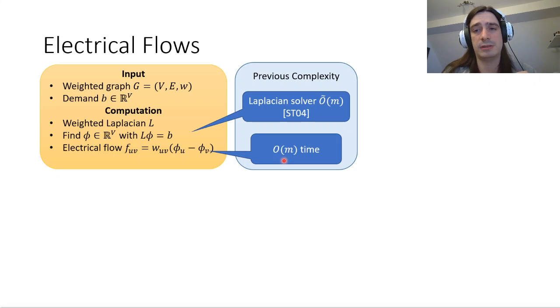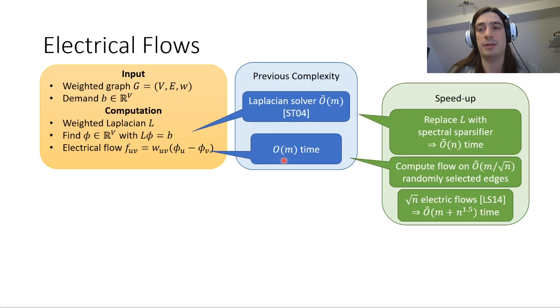The first thing is we don't need to satisfy the demand exactly. So it's enough to just replace the Laplacian that we use in this linear system. We can replace it by a spectral sparsifier. That's an approximation of the original Laplacian, but this new approximation is much sparser. And if you run the Laplacian solver on this sparse variant, the time is only going to be linear in the number of vertices instead of the number of edges as over here. So that's the first speed up.